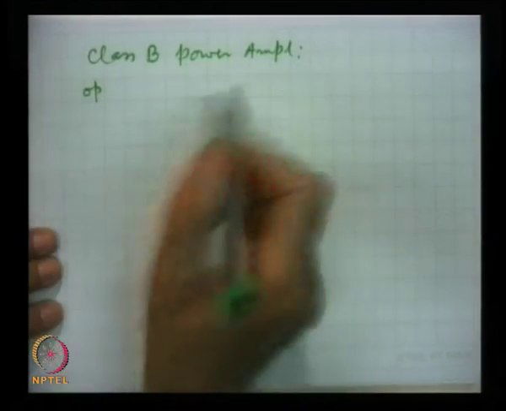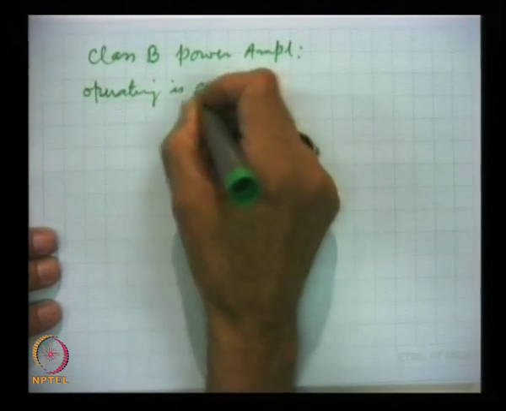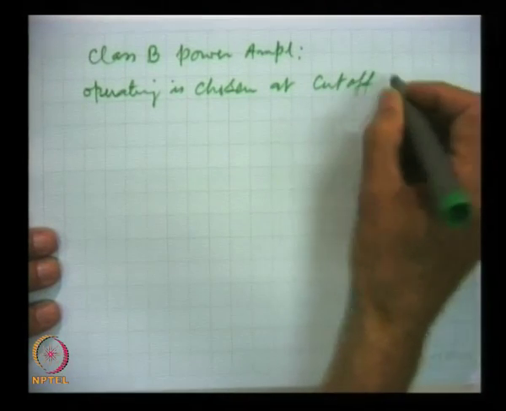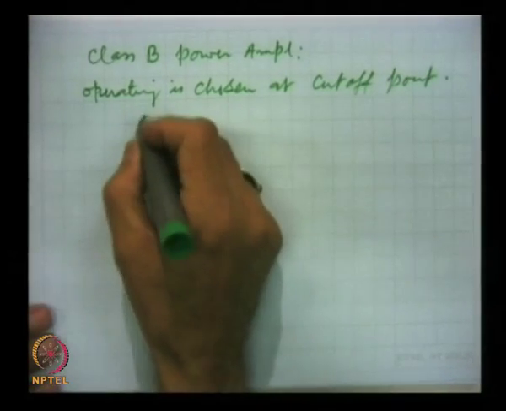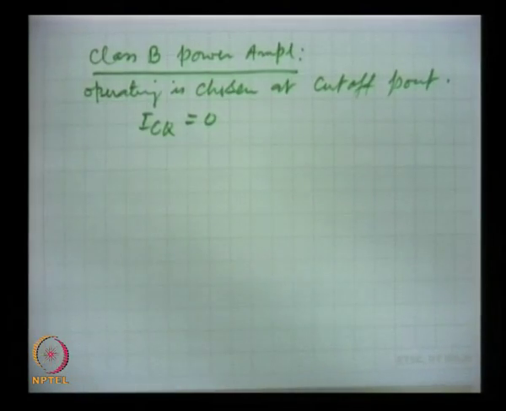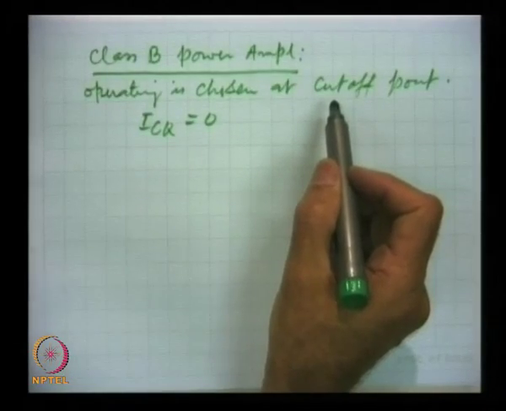So, here the operating point is chosen at cutoff point. That means ICQ is 0 in class B operation. The transistor is in cutoff state and the emitter junction will be forward biased only by the positive half of the cycle, and for negative this will not conduct.